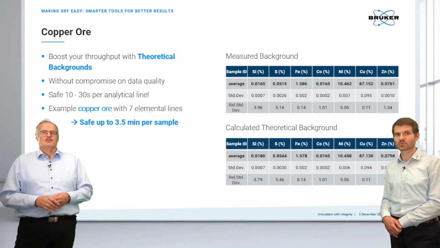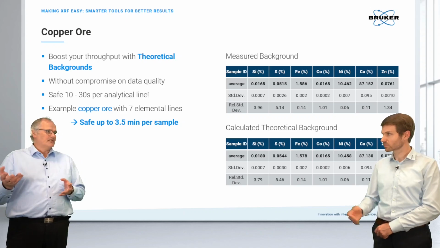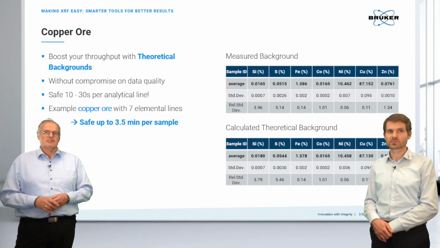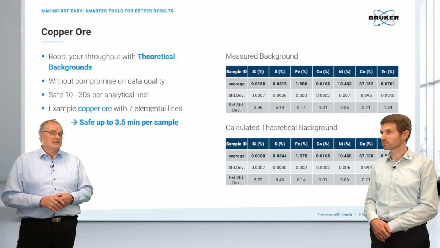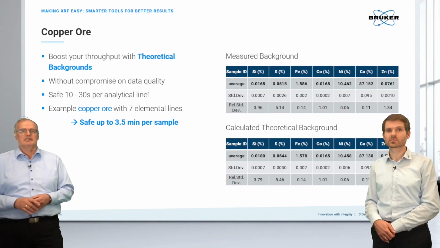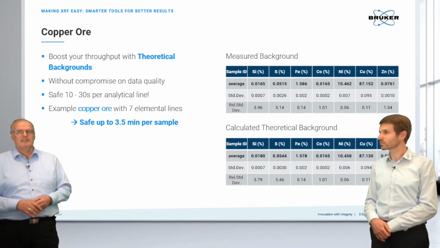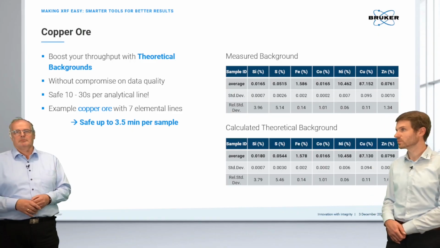That's substantial. On the one hand, it helps to feed the data back to the processing people, but it also helps you increase the utilization of the instrument, the productivity. So typically we save something like easily 40 to 50% measurement time in this example, just by going to theoretical backgrounds.